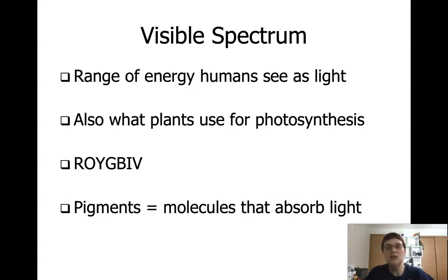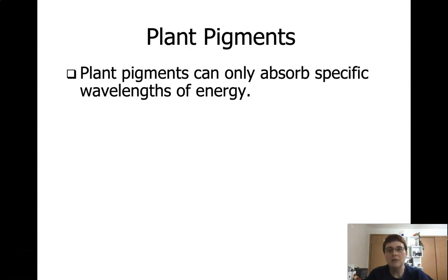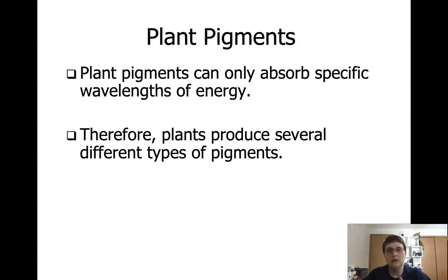So for example, in humans, we are able to absorb sections of red, blue, and green, because we've got red, blue, and green cones in our eyes. Plants have pigments that can only absorb specific wavelengths of energy out of the visible spectrum. Since their pigments can only get certain sections of it, they produce several different types of pigments.